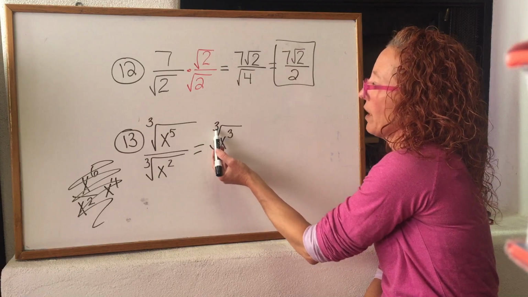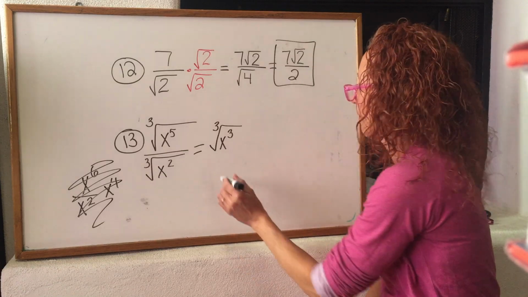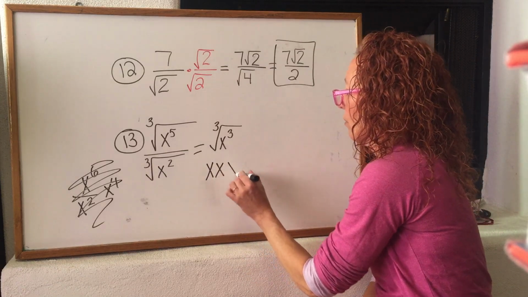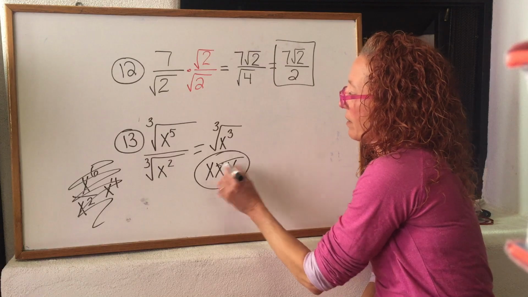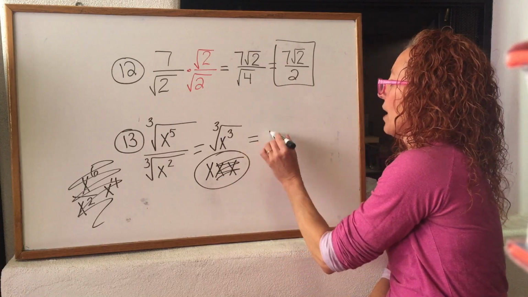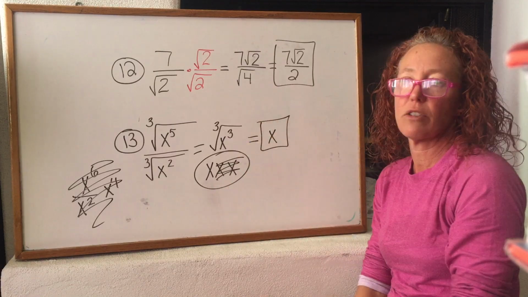When you cube something and you cube root it, those are inverses. Or you have 3 x's and 2 of them cancel. However you kind of think it through, your answer is just x.